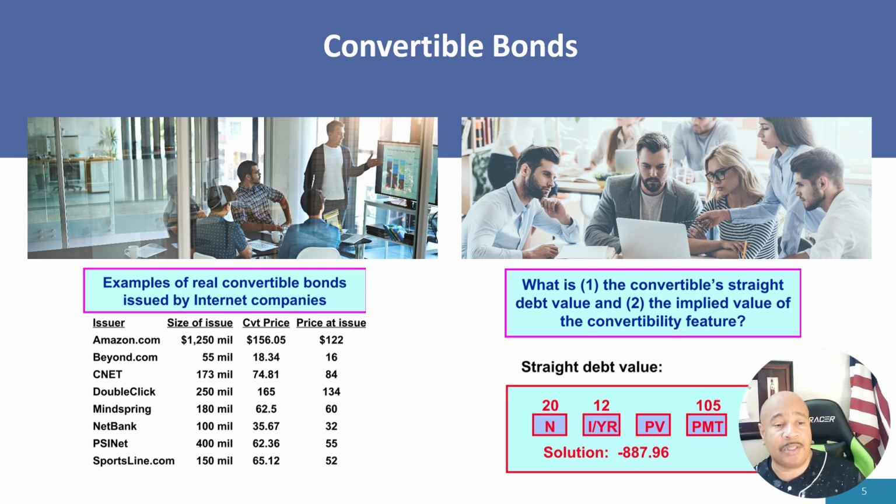Convertible bonds: you can see examples of real convertible bonds issued by internet companies below. I'm not going to read every single company there, but you can see the size which was issued, the convert price, and what the actual price of issuance turns into. So what is the convertible's straight debt value? And number two, the implied value of the convertibility feature. You can see those numbers there kind of speak for themselves.